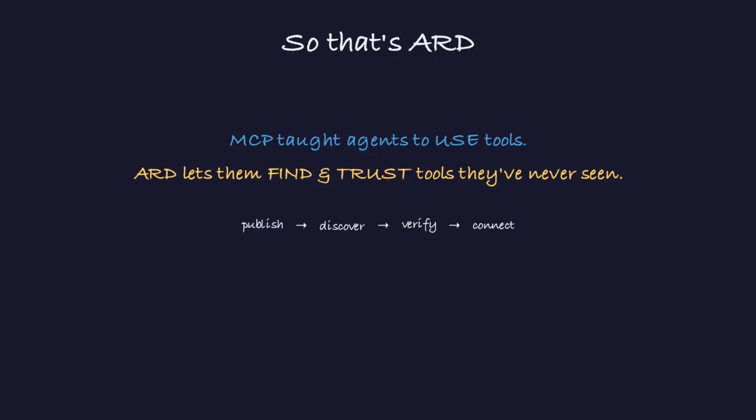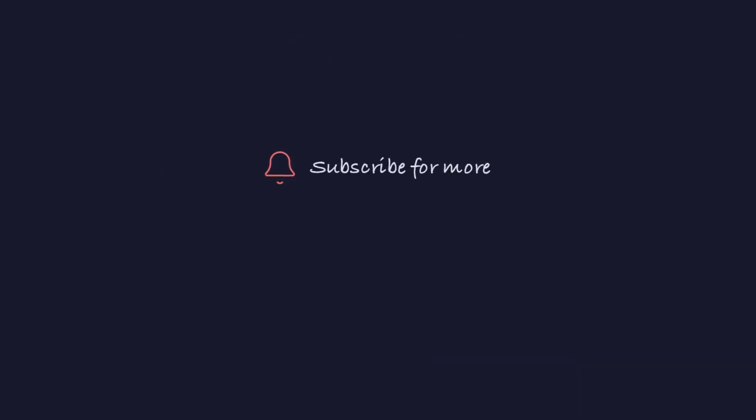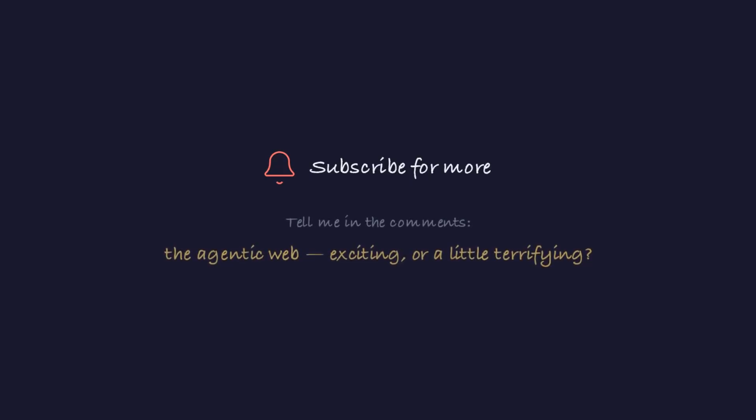So that's ARD. MCP taught agents how to use tools. ARD teaches them how to find and trust tools they've never seen: publish a catalog, discover through a registry, verify the identity, then connect. It's early, a draft, version 0.9, barely adopted yet. But with this much of the industry behind it, it's worth understanding now. It's the natural follow-up to MCP, the layer ARD sits on top of.